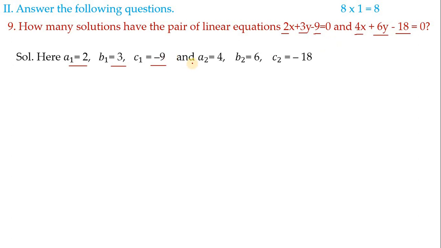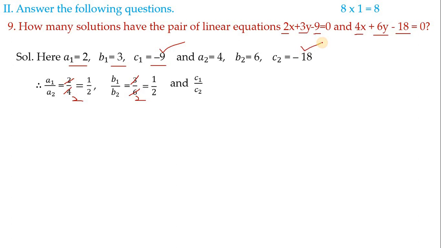And let us now find the ratios a1 by a2, b1 by b2 and c1 by c2. First a1 by a2, so 2 by 4. Cancellation is possible, 2 ones and 2 twos, you get 1 by 2. Next b1 by b2. Substitute the values, 3 by 6. So here 3 ones and 3 twos, we get 1 by 2. Similarly let us find c1 by c2. Substitute the values, we get minus 9 by minus 18. Here minus and minus get cancelled, 9 ones and 9 twos. So the answer is 1 by 2 itself.